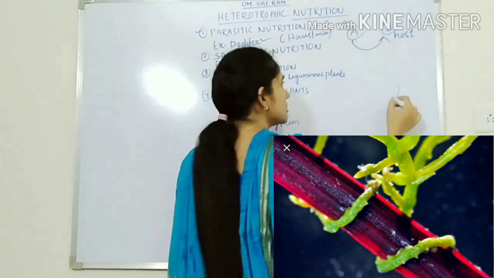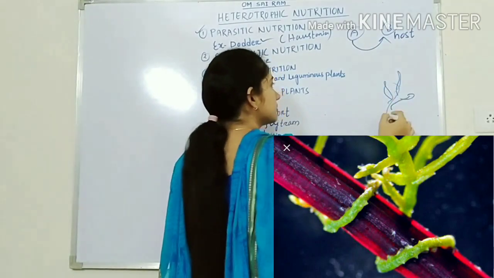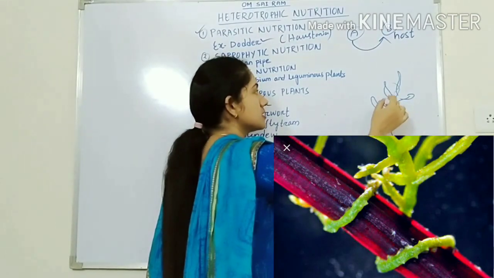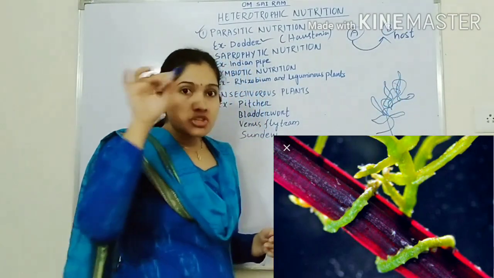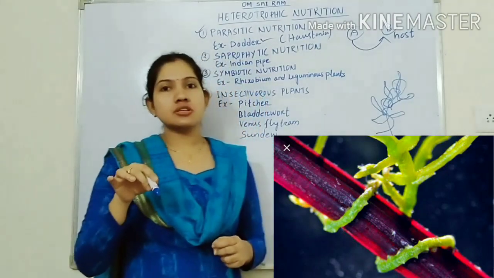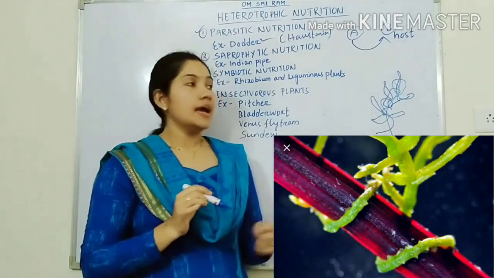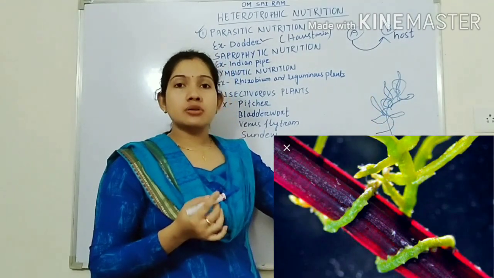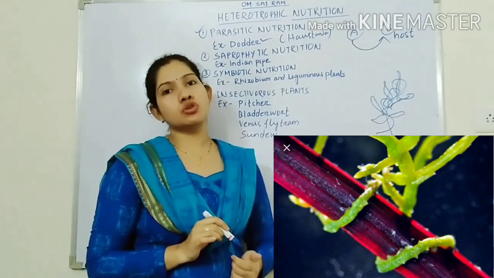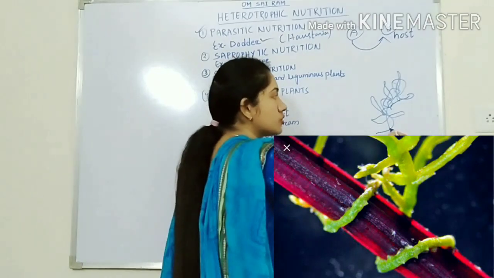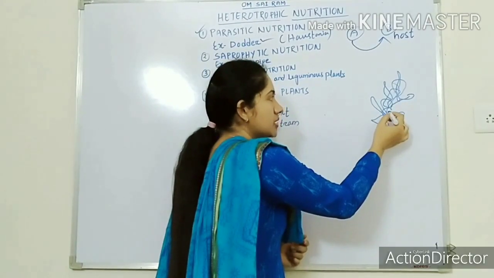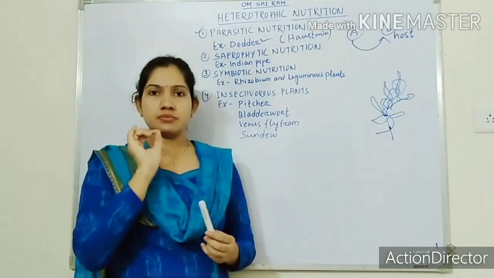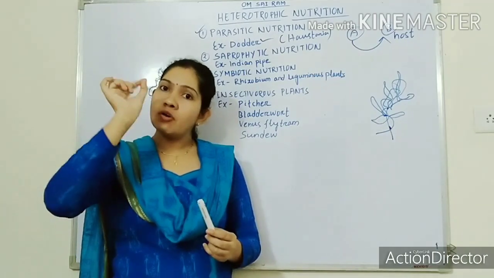Suppose this is the host plant, and like this is the dodder, which has a wire-like structure, somewhat yellowish in color, and it is wrapped around the host plant and forms roots. Like this, if you have observed in a money plant, when a money plant grows, it forms roots.